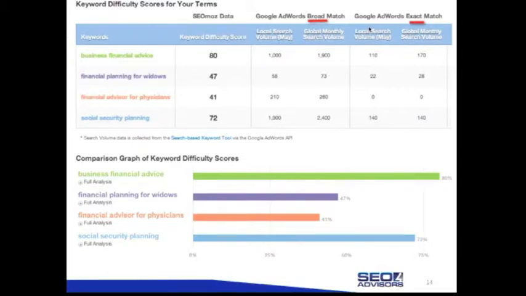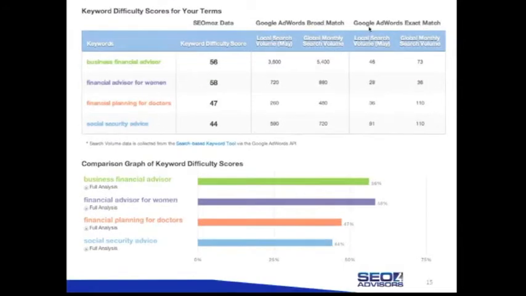So here I use the SEO Moz data, and you see Social Security planning here is pretty competitive, but I used a general term. So I used the general term Social Security planning against a little bit more specific terms of financial advisor for physicians and widows, just to show you that you need to establish what are your competitive terms and what are your less competitive terms, and look at the balance there, because as you do your keyword research, you want to establish your priority keywords, and those priority keywords are going to be supported by your low competition keywords.